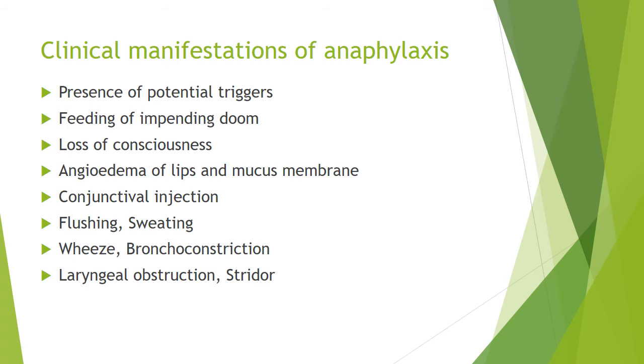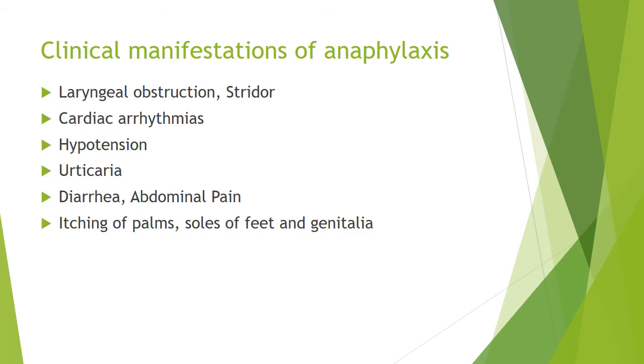There is conjunctival injection, which basically is a fancy term for conjunctival redness. There's flushing, sweating, wheeze, bronchoconstriction, laryngeal obstruction, stridor. So wheeze and bronchoconstriction are typical of asthma, and laryngeal obstruction and stridor are typical of respiratory involvement. There are cardiac arrhythmias, there's hypotension, there's urticaria, there's diarrhea and abdominal pain. The GI system is also affected, and there's itching of palms, soles of feet, and genitalia.